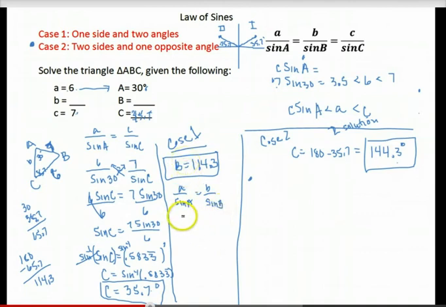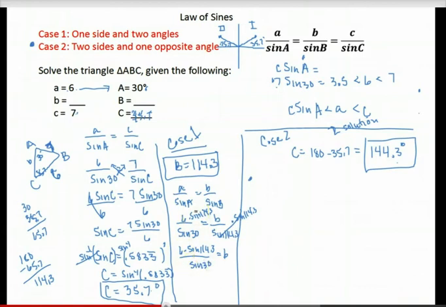I now know angle B is 114.3. So I put in the parts I know. I know a was 6, sine of 30, b over the sine of 114.3. We want to solve for b, so I'm going to multiply both sides by the sine of 114.3. Sorry, it's getting a little bit messy here. We have 2 cases. There's a lot of calculating. So we get 6 times the sine of 114.3 over the sine of 30.